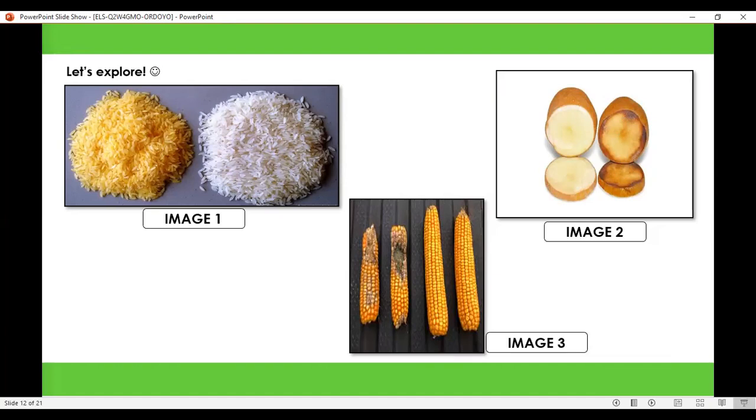Okay. Your timer starts now. Share lang your ideas kung ano ba yung na-observe nyo. No searching po tayo. Based on your observation lang po. Based on the picture lang po, kung ano yung na-observe nyo.